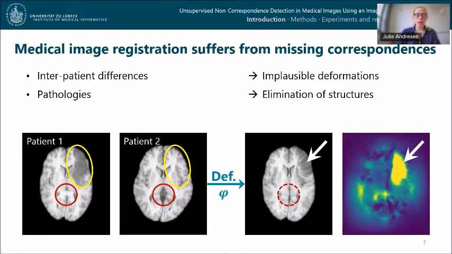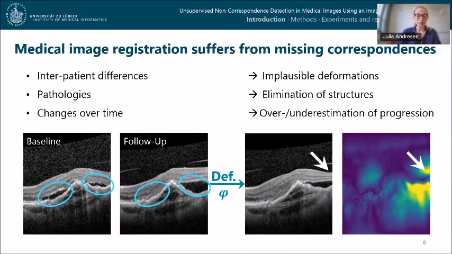This is a behavior that we do not want, and it can be observed not only for inter-patient registration, but also for intra-patient registration. For example, if we look at changes over time, again we can see strange deformations. Here the anatomy of the patient is squeezed together, again an overcompensation of the differences between the images. If we use these deformation fields to estimate how much the patient progressed, how he's doing, then we would simply over- or underestimate the progression. And this, of course, is pretty dangerous if we are looking at severe diseases. So what we want is a method that takes those non-correspondences into account explicitly. And this will now be the topic of my talk: how we achieve this.